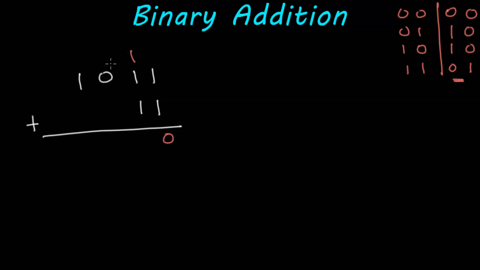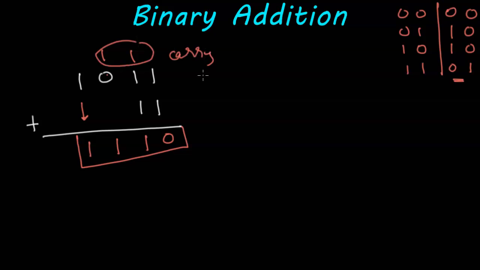Now, we have 1 plus 1 plus 1. So that is 1, 2, 3. So 3 is written as this, where 1 is a carry. And then 1 plus 0 is 1 and 1 is just brought down. So we have 1, 1, 1, 0 as my answer, where this is my carry and this is my sum.